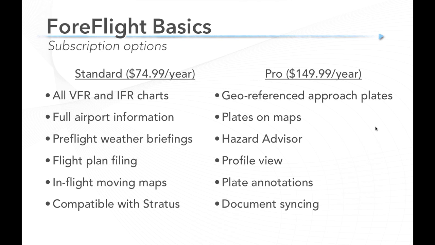The Pro package at $149.99 does offer a little bit more. It gives you those geo-referenced approach plates, which really just means your airplane is shown flying down the approach plate. It also offers this Plates on Maps feature, which I'll show you. You can overlay an approach plate on a sectional chart. Hazard Advisor, which gives you a terrain warning. Profile View, which is another terrain feature. Plate Annotations, which lets you write on the instrument approach plate, and some higher-end document syncing. So some nice features there for sure. Is Pro a must-have? Probably not, but there are some nice features there, especially as you look at things like Hazard Advisor, Profile View, things like that. I think you'll find they're pretty interesting.